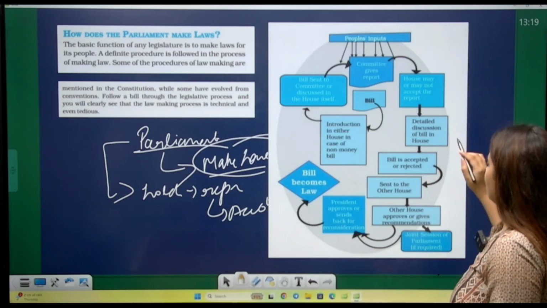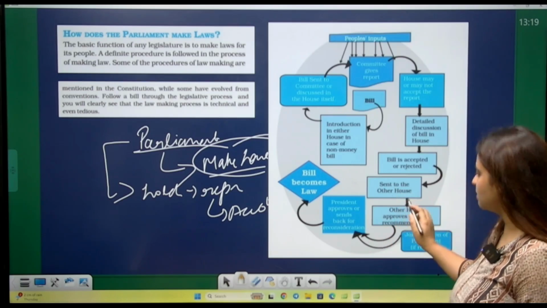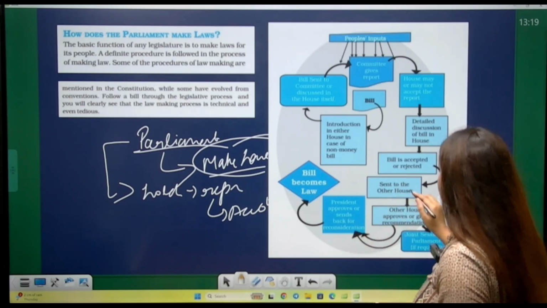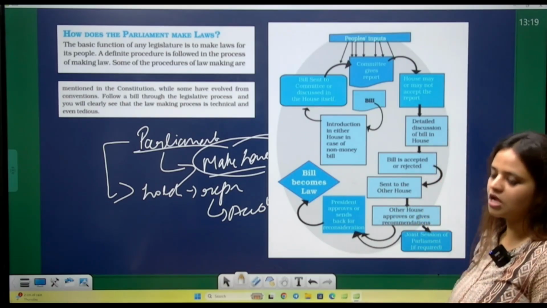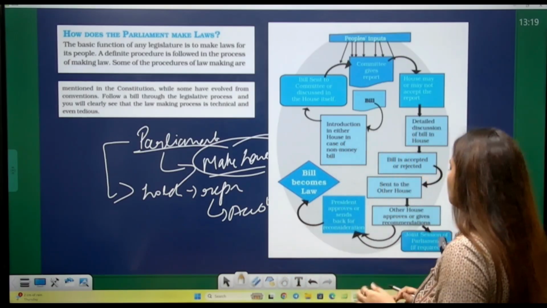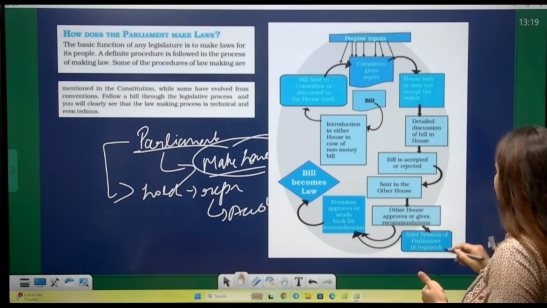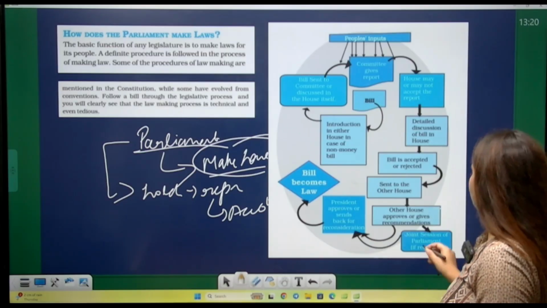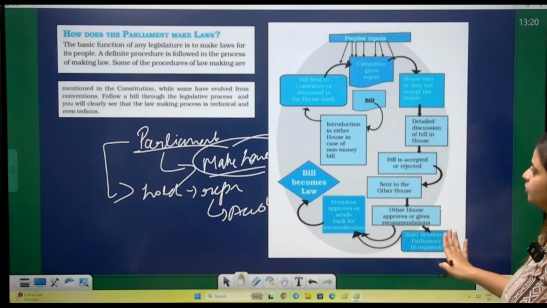When the bill is accepted, it is sent to the next house. For example, if it is introduced in the Lok Sabha, it will be sent to the Rajya Sabha. Then the other house also approves or gives recommendations. The Rajya Sabha can approve it, or give suggestions or recommendations to the Lok Sabha to amend it. In case there is a disagreement, we have a joint session of parliament, which I'll tell you about a little further in this chapter.